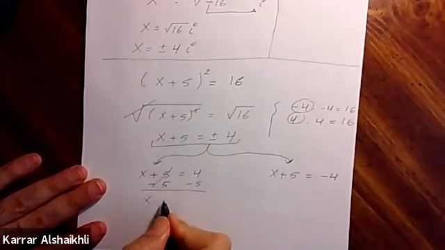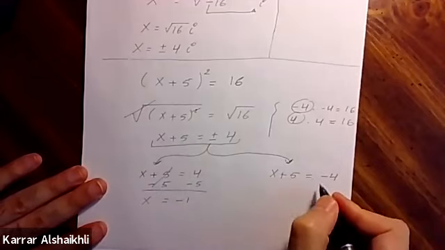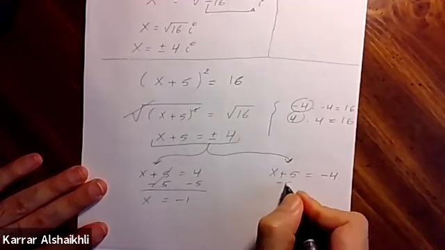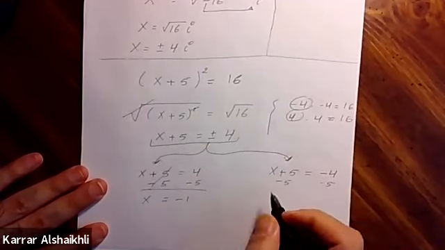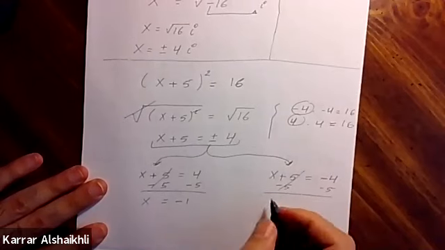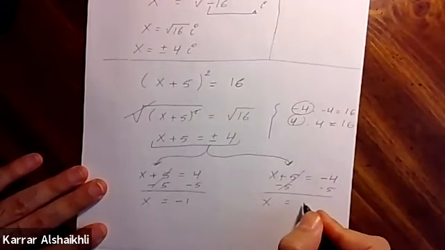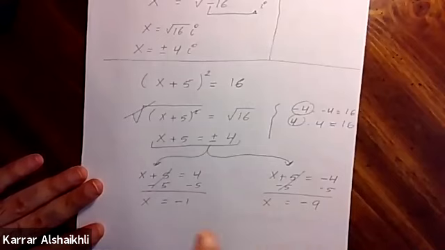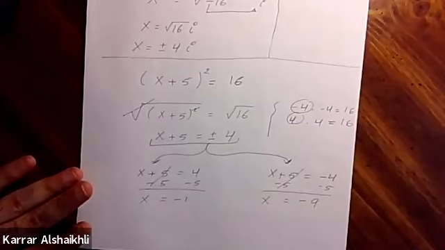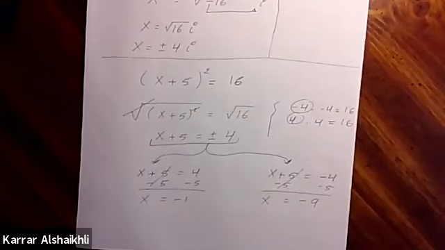Cancel these, so x is going to be equal to -1. How to solve this one? By minus 5 also from both sides. Cancel these, so x is going to be equal to -9. So we get two solutions for this problem.